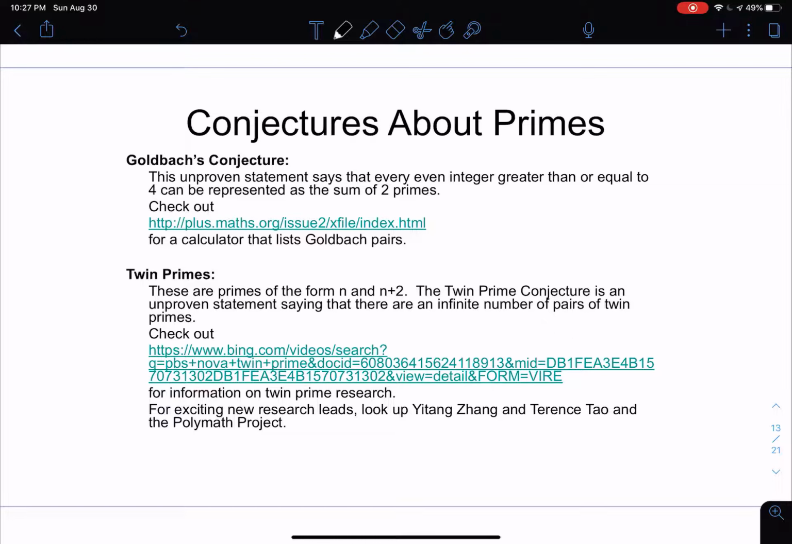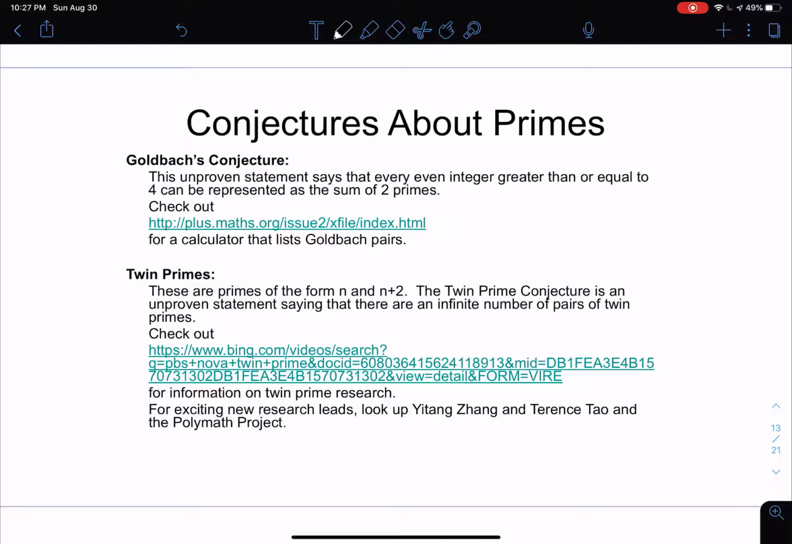And then there's a twin prime conjecture. Primes of the form n and n plus 2. This is an unproven statement saying that there are an infinite number of pairs of twin primes. And there's a link there for information on twin prime research. And that link has a really funny, corny music video that I encourage you to watch.